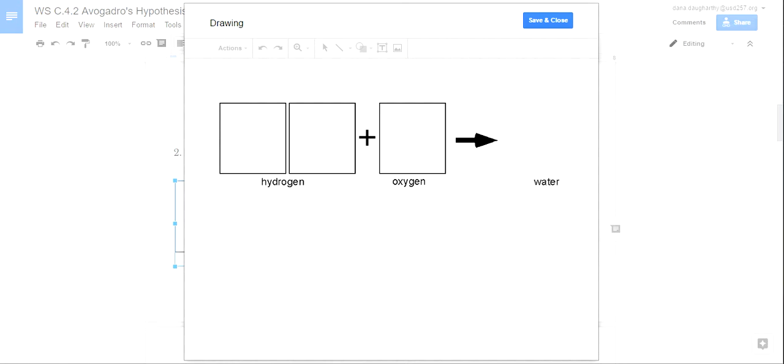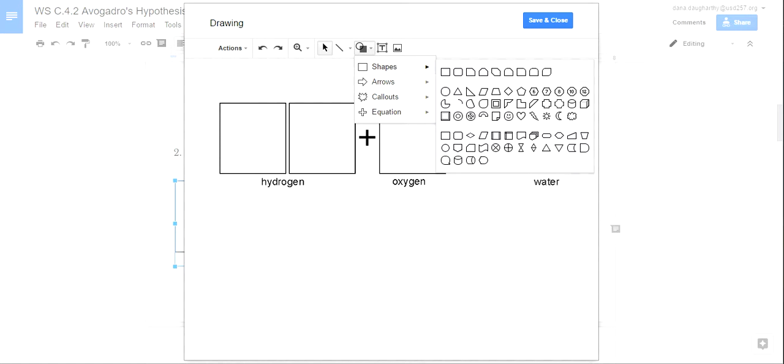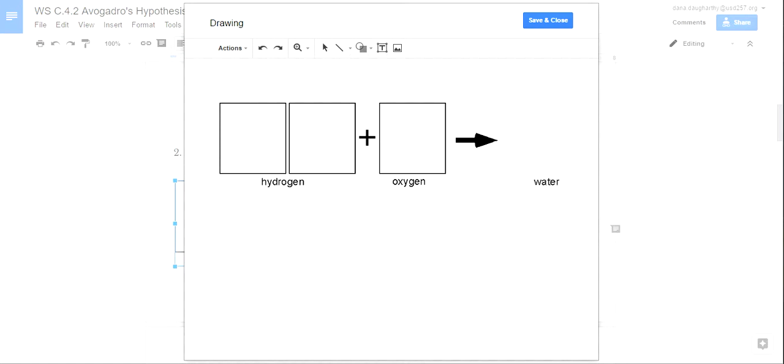So if I double click here, I've got hydrogen plus oxygen produces water. What it's saying is I've got two volumes of hydrogen, one volume of oxygen, and that's going to produce one volume of water. So I'm going to make my hydrogen atoms. I'm going to make them red. Doesn't really matter. And I'm going to go just Control V.